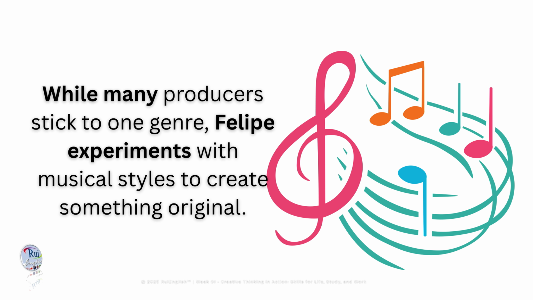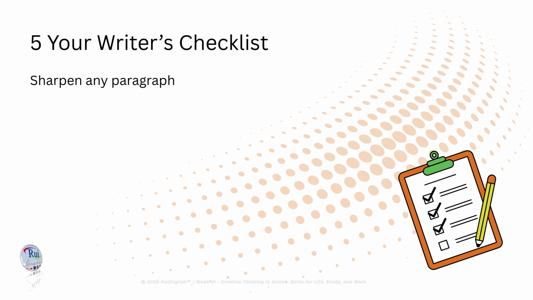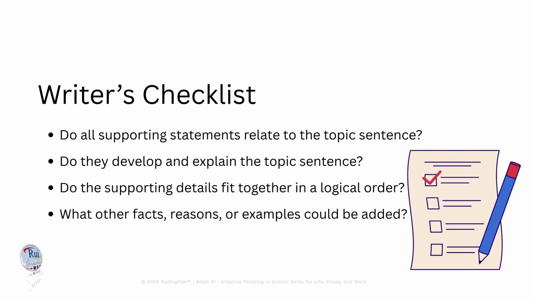Awesome job. Okay, to wrap all this up, I want to leave you with a really simple, practical tool. Think of it as your writer's checklist. You can pull this out anytime you want to make sure your paragraphs are as sharp as they can be. So before you decide a paragraph is done, just quickly ask yourself these four questions.